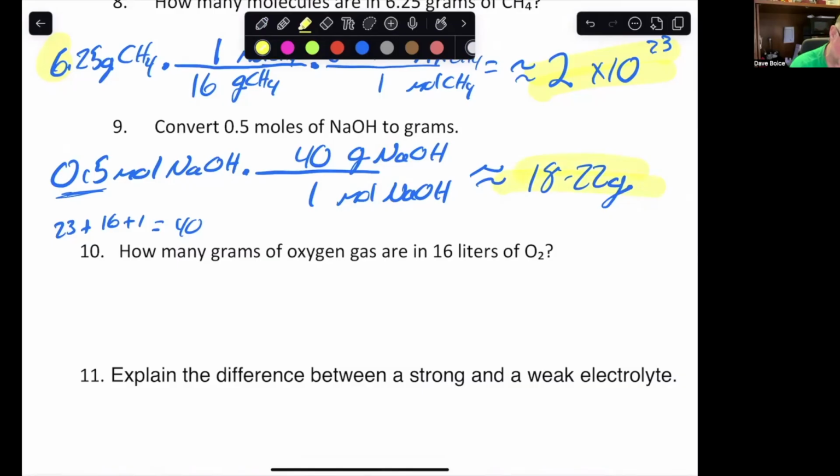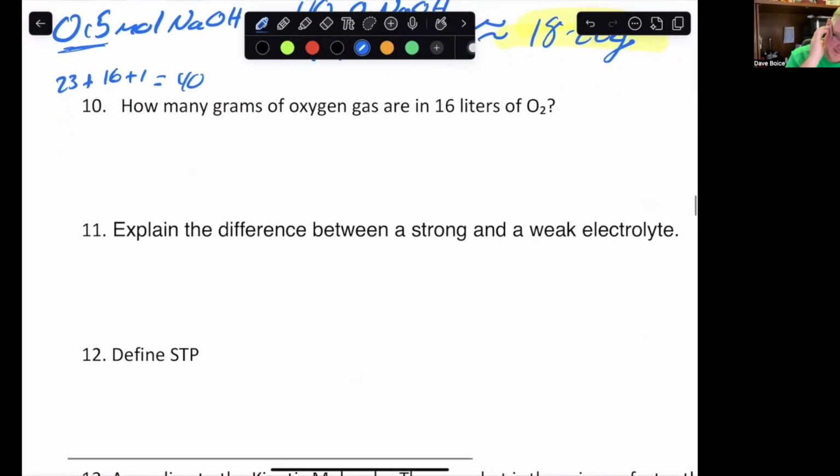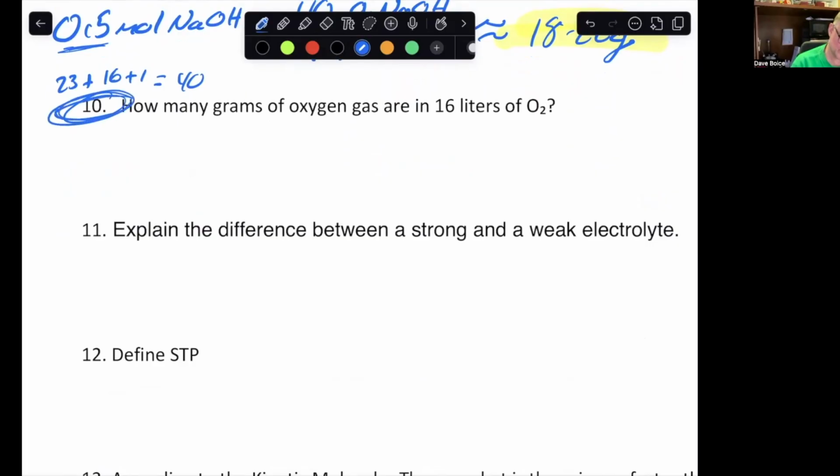How many grams of oxygen gas are there in 16 liters of O2? This has got a trick on it, y'all. This has got a trick. Let's circle this one. This is important. Make sure you remember, if I say oxygen gas, oxygen is one of my diatomics.